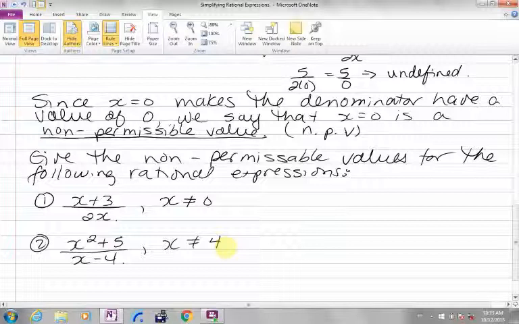Anything divided by 0, that's undefined. So we never have to worry about the numerator for non-permissible values. We simply have to look at the denominator. So the numerator can be anything we want. That's never going to cause us any difficulties. It's just the denominator that has to be restricted. All right, let's try another one.